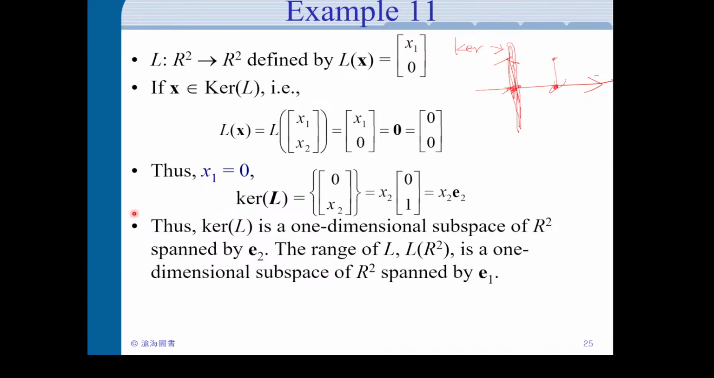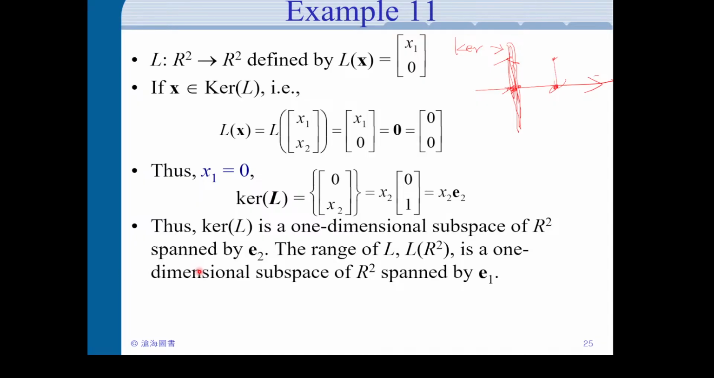To write this in a more algebraic expression, the kernel of L is 0 on the first coordinate and whatever x2 on the second coordinate. We can write this as a linear combination of basis elements: x2 times (0, 1), or x2 times the standard vector E2. So we see the kernel of L is a subspace spanned by E2. This is a one-dimensional subspace spanned by E2. So this is the kernel.